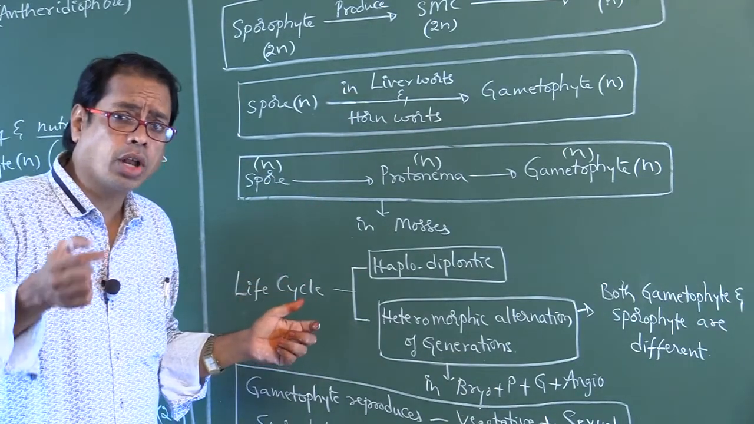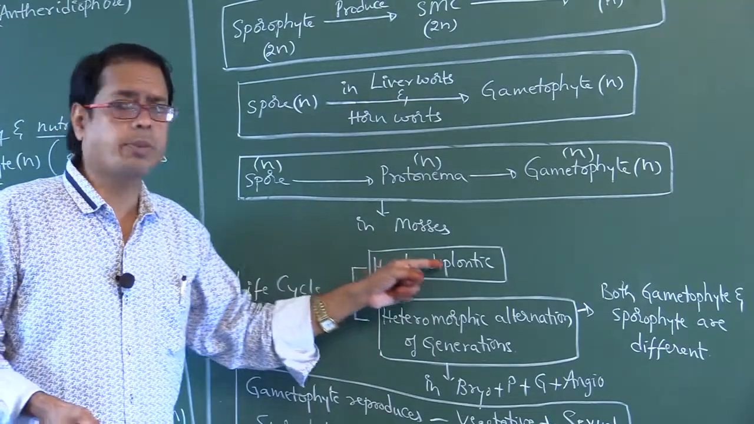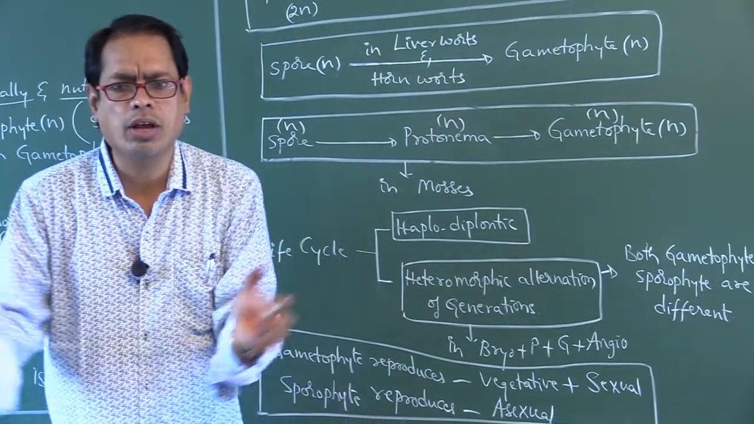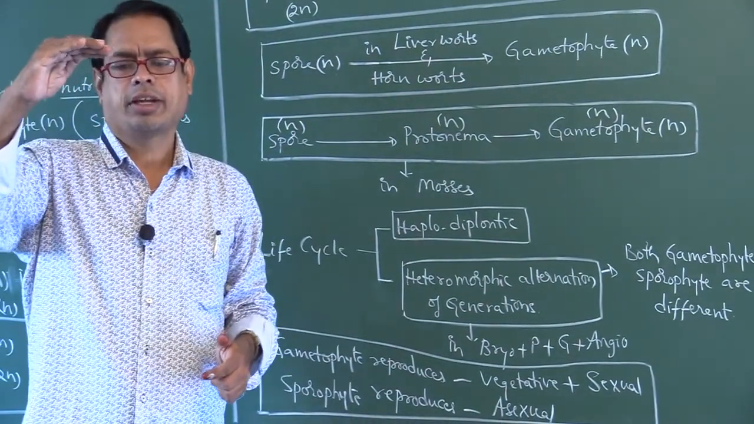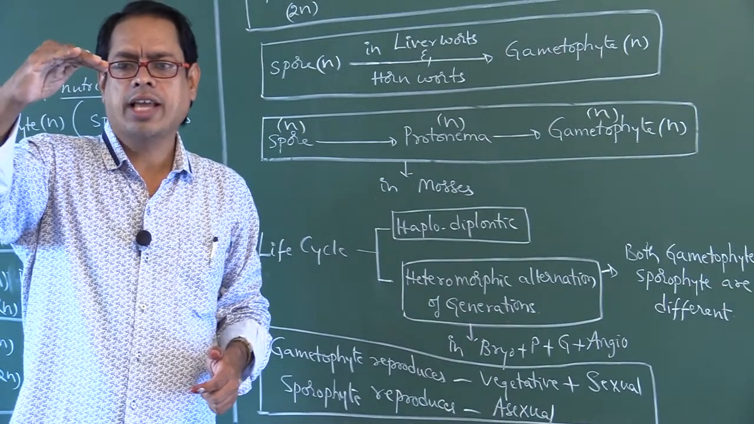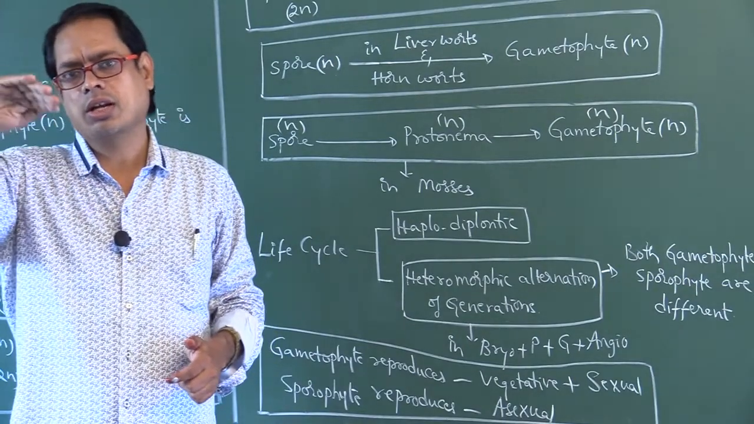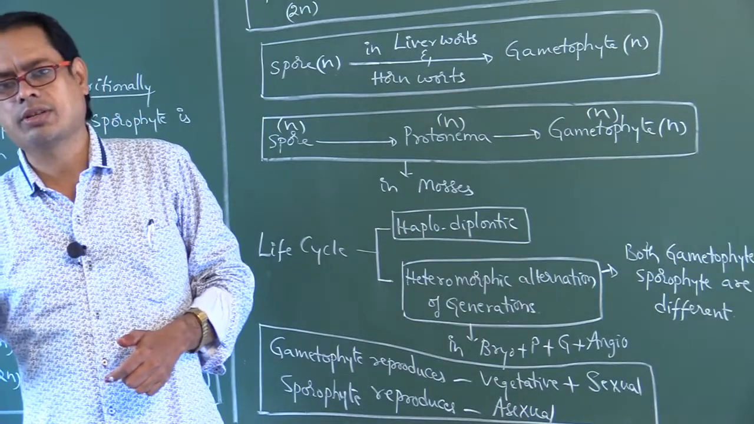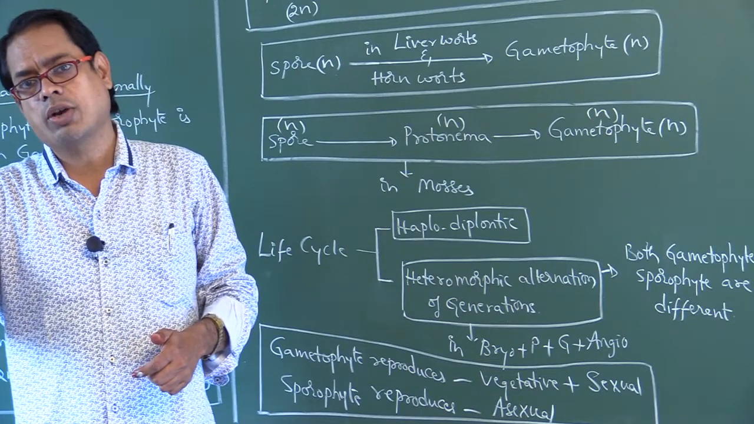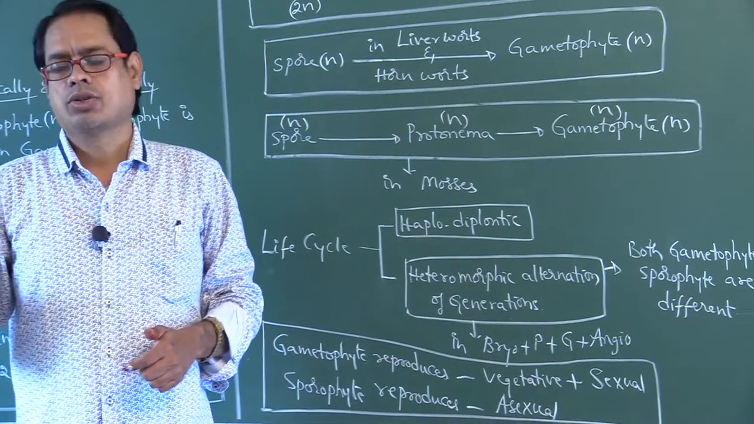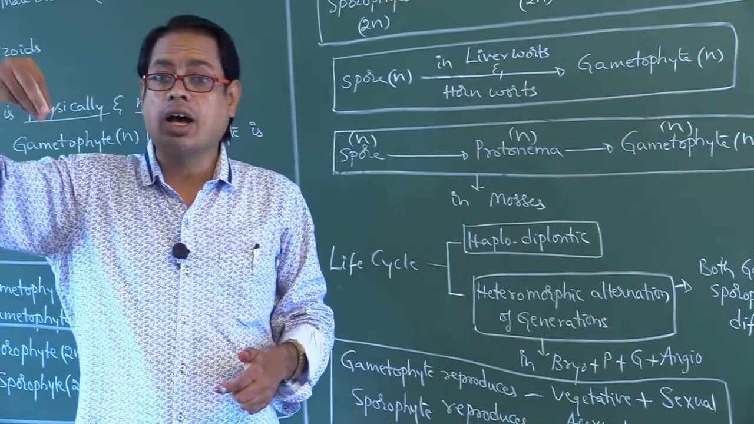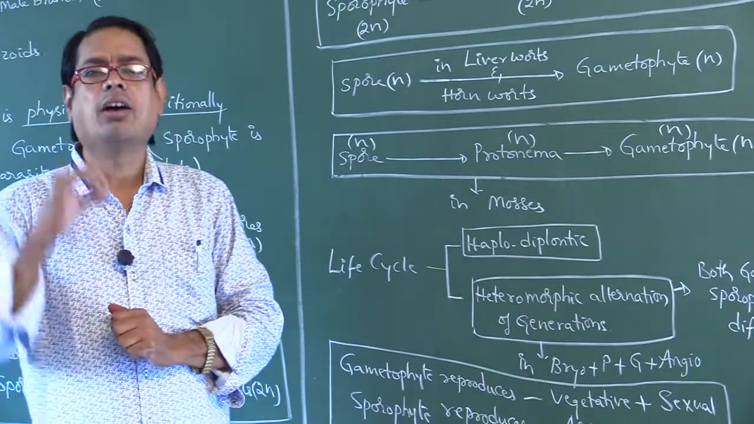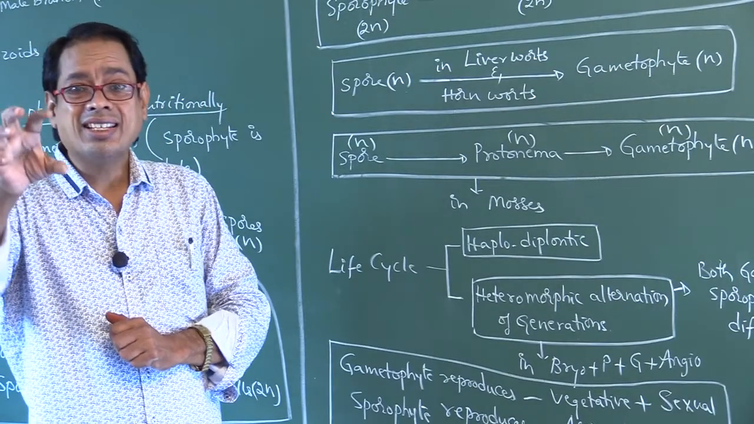The life cycle found in Bryophyta is haplodiplontic. What does it mean, haplodiplontic? That means, what is the dominant phase in Bryophyta? Gametophyte, which is haploid. This gametophyte produces male sex organ and female sex organ. From the male sex organ antheridium, male gametes are released, and from the female sex organ archegonium, the egg cell is formed. The released male gametes enter into the venter of the archegonium, and there fertilization occurs inside the venter. Zygote is formed inside the venter.